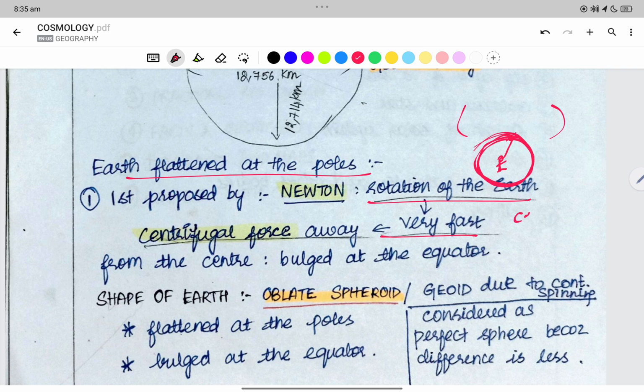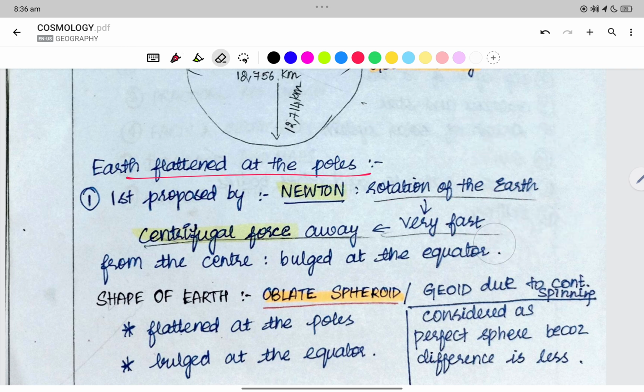We have two kinds of forces. Centripetal is the one which is going to attract the object towards the center, and centrifugal is the force which repels the object to move away from the center. Now here, due to centrifugal force, bulging of the equator happens.